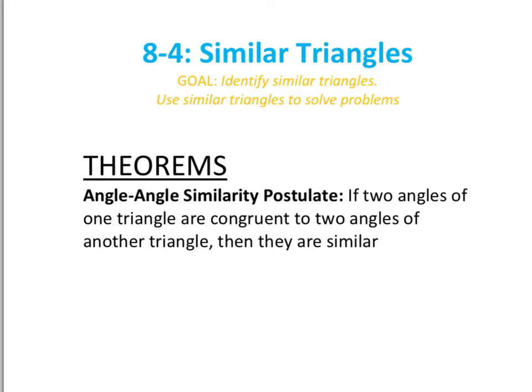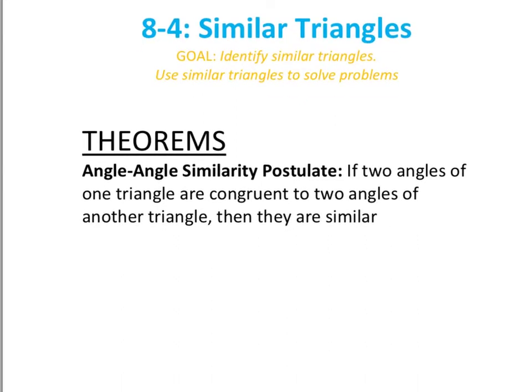So in this lesson for 8.4, we're just going to talk about similar triangles. This one's really short because it's really the exact same concept as similar polygons. Basically, all that changes is there's one extra theorem for specifically similar triangles. It's this angle-angle similarity postulate, okay? A lot of times they call it a similarity postulate. Angle-angle, just like we used back in congruent triangle stuff.